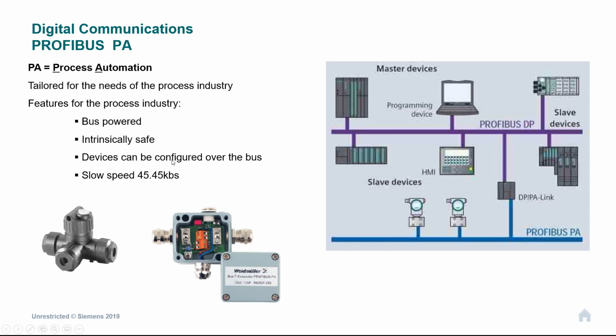The instruments can be configured over the bus, but it does work at slow speeds, 45 kilobytes per second, which for most instrumentation control is more than fast enough. But again, you're going to have the same problems. You'll see that in some circumstances you can put up to 125 Profibus PA instruments onto one network. Yes, you can do that, but don't forget your cyclic time. You need to be aware of that.